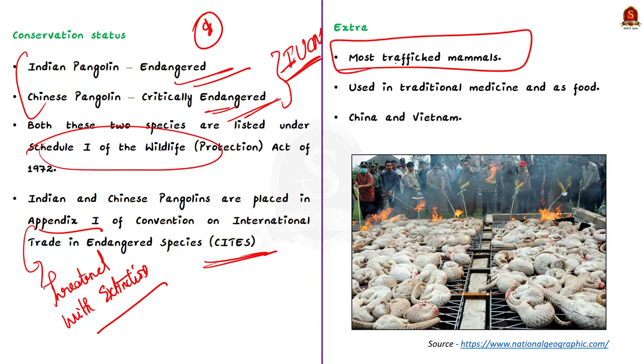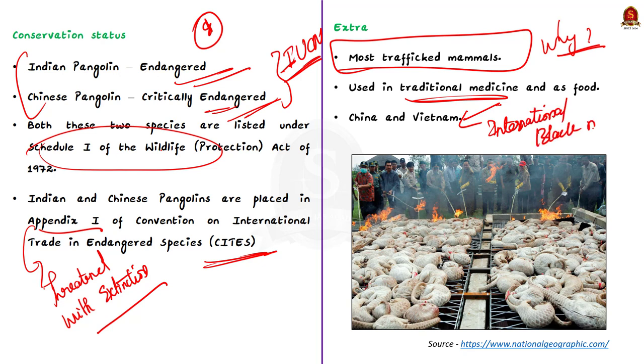Why? See, pangolin meat and scales are consumed and they are used in traditional medicines in countries like China, Vietnam and other Southeast Asian countries. So there is a huge demand for pangolin in the international black market. And this makes it the most trafficked mammal in the world. And with this, we have come to the end of the discussion.